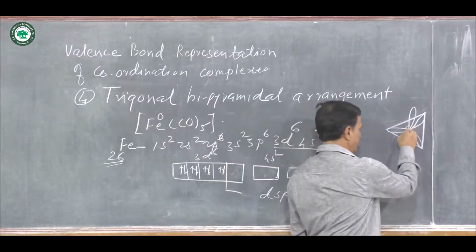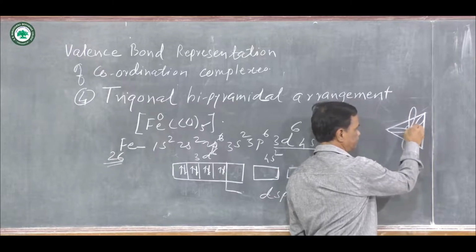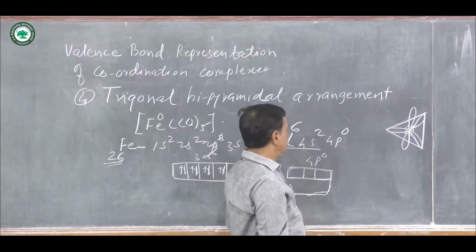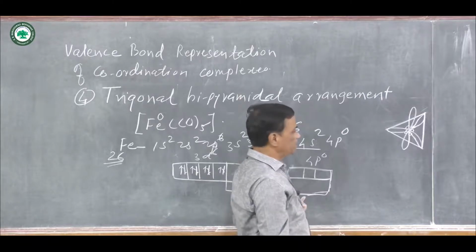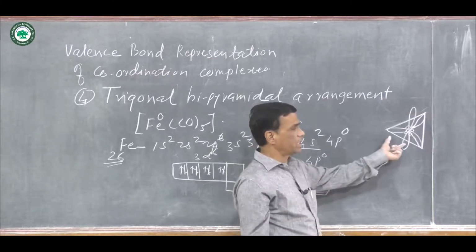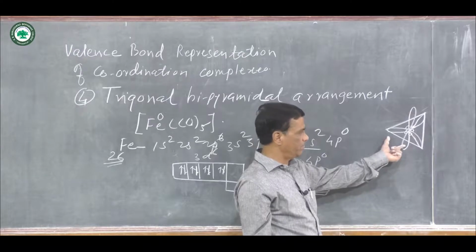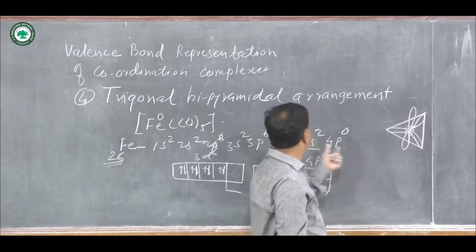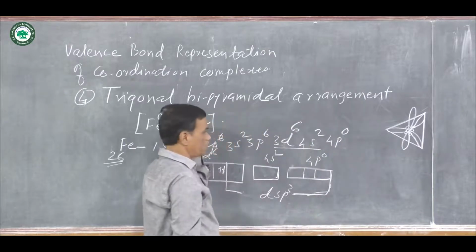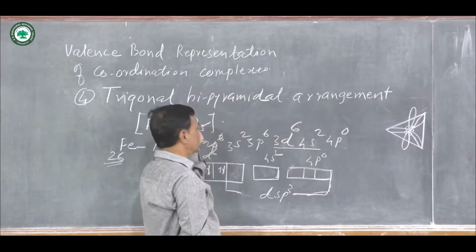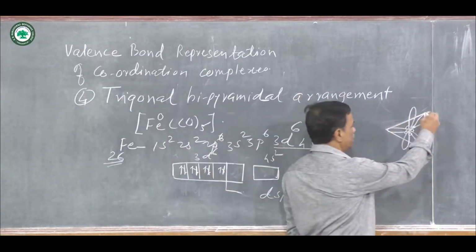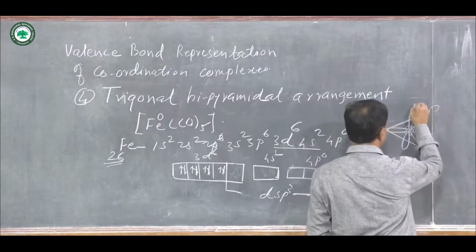Here node formation takes place, and these are the dsp3 hybrid orbitals. All these are the dsp3 hybrid orbitals. Then these 5 dsp3 hybrid orbitals overlap with atomic orbitals of the neutral carbonyl ligand. Here bonding takes place from the carbon, and there is a formation of 5 sigma bonds.